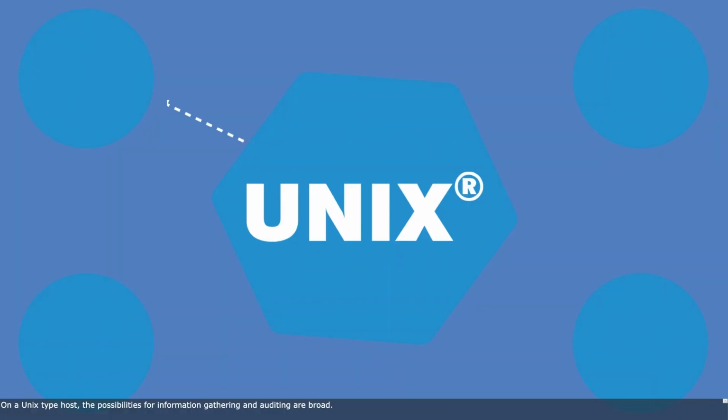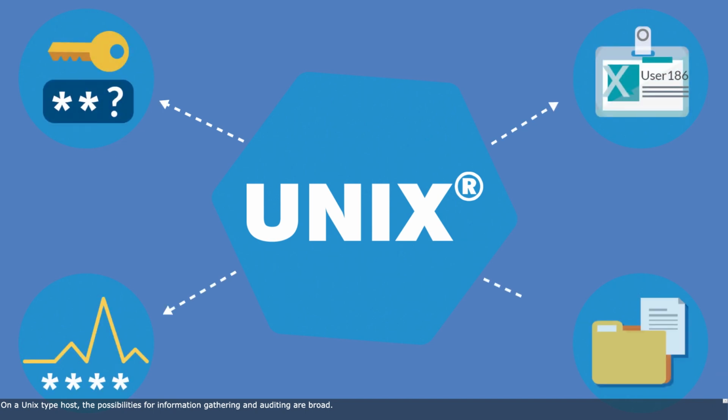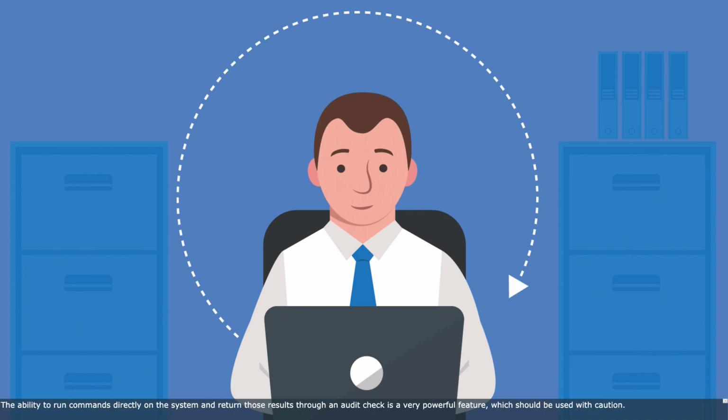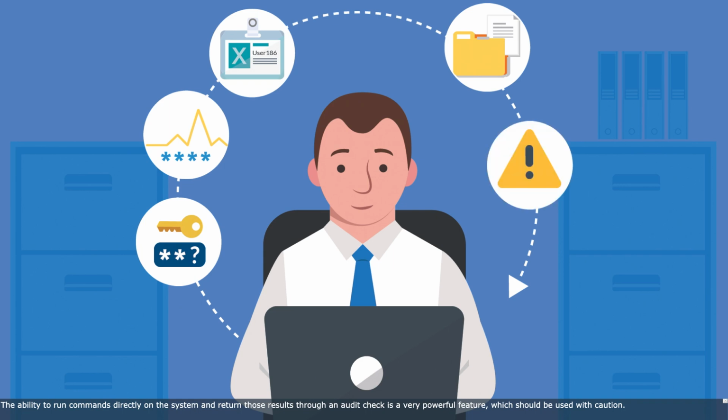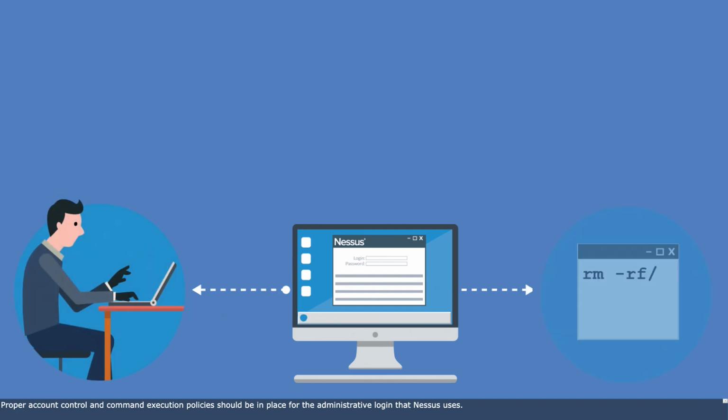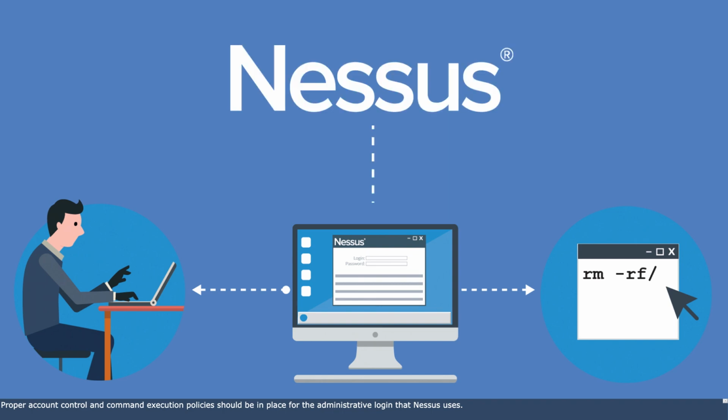On a Unix-type host, the possibilities for information gathering and auditing are broad. The ability to run commands directly on the system and return those results through an audit check is a very powerful feature, which should be used with caution. Proper account control and command execution policies should be in place for the administrative login that Nessus uses.